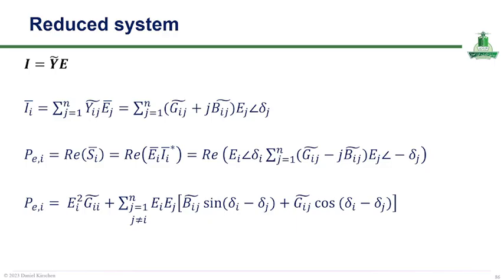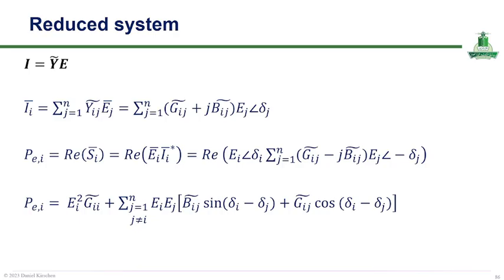By substituting the complex voltage and current relationships, the electrical power injected at bus i can be derived from the real part of the complex power expression. The final equation clearly separates the self-admittance term and the mutual coupling terms between buses, highlighting how active power depends on voltage magnitudes, network parameters, and the phase angle differences between the buses. So this formulation is fundamental for power flow analysis and provides the basis for understanding how power is distributed across interconnected systems.